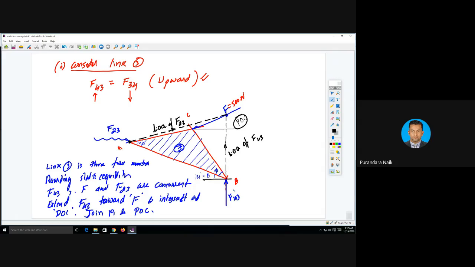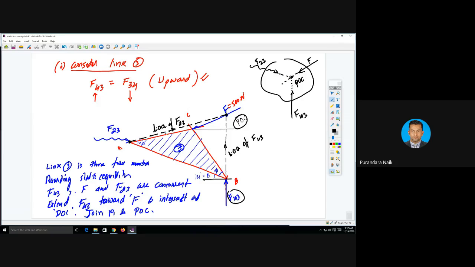First extend F43 towards F. We'll get point POC, that is the point of concurrency. What is the meaning of point of concurrency? Of three forces, two members. One force is F43, and another one is F. Okay, this is F, correct? F is 500. If these two forces are meeting at a point POC, the third force, I don't know the direction. What is that? F23.